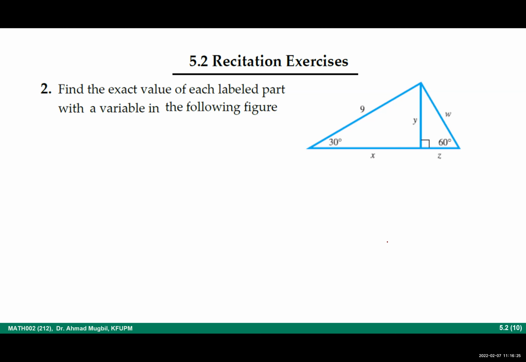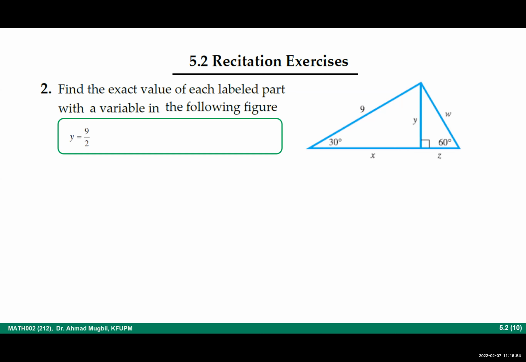Any news? So what is Y? 9 over 2. It's okay. Then we can't find W. So Y is 9 over 2. Who couldn't find Y, Shabab? I think Y is the easier one. And also X.